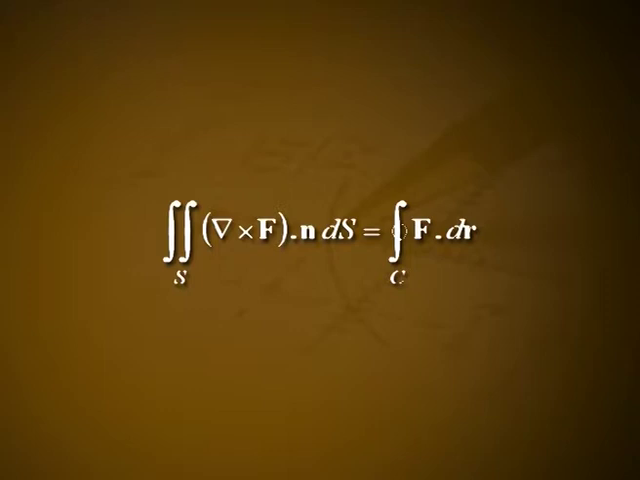Stokes theorem. Now we state Stokes theorem. The surface integral of the normal component of the curl of the vector field F taken over a bounded surface S equals the line integral of the tangential component of the vector F taken over the closed curve C bounding the surface S. That is, the double integral over S of del cross F dot n dS is equal to the circulation over C of F dot dr, where n is a unit vector normal to the surface and F is a vector point function.